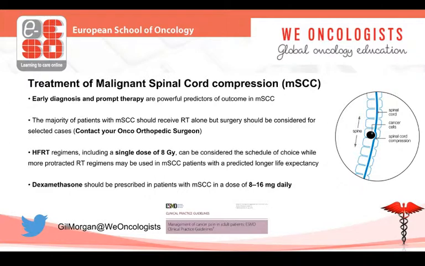The majority of patients with malignant spinal cord compression should receive radiotherapy alone, but surgery should be considered for selected cases. So you need to contact your onco-orthopedic surgeon and have a discussion with him or her. Decompressive surgery followed by long-course radiotherapy may be offered for appropriate symptomatic MSCC patients, including spinal instability and displacement of vertebral fragment.